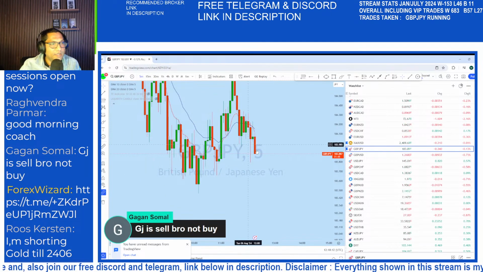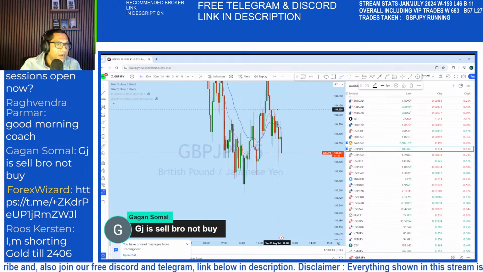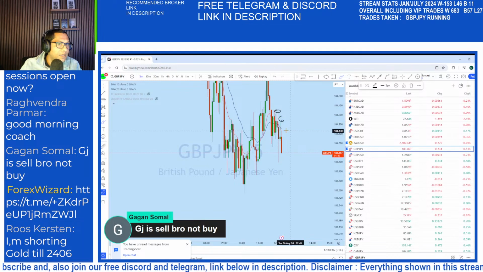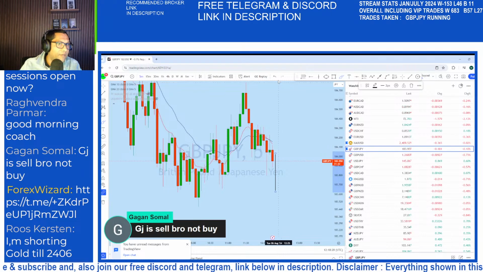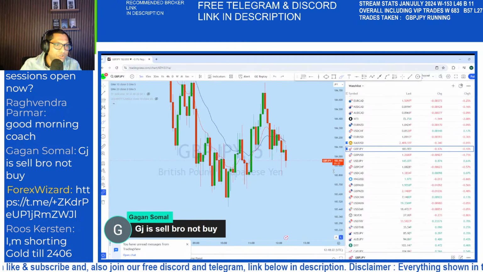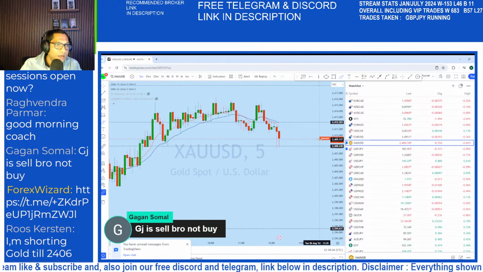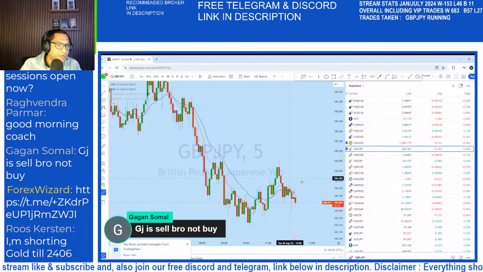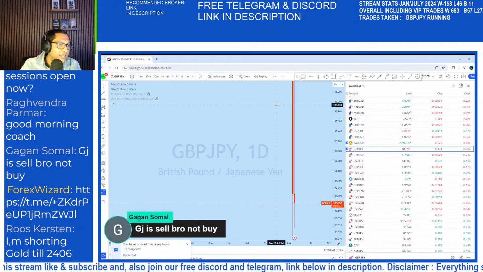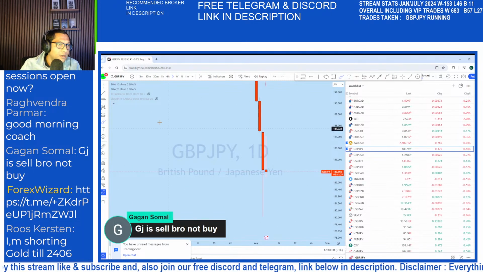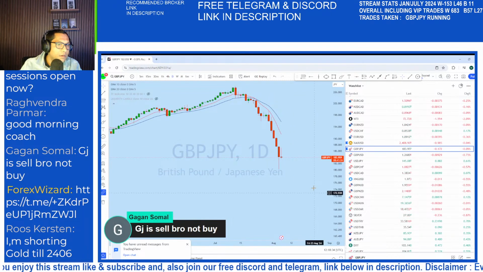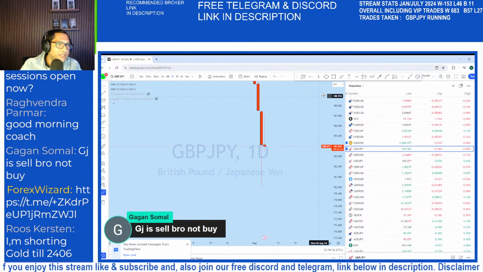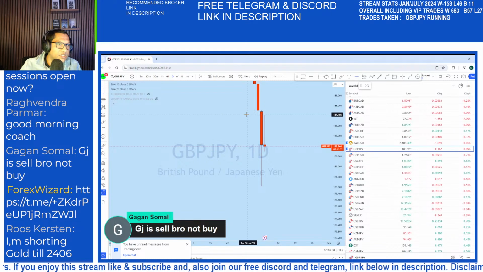So you can see multiple liquidity grabs in many areas. Basically, it may have given potential bearish momentum here on GJ. If we look at the daily support here, this is the daily resistance. We can see rejection.